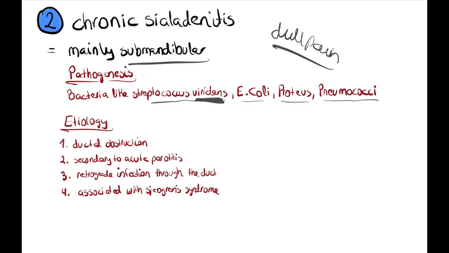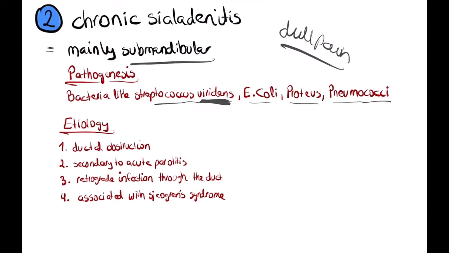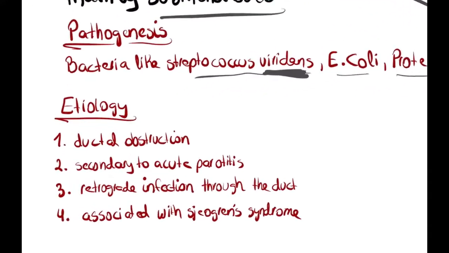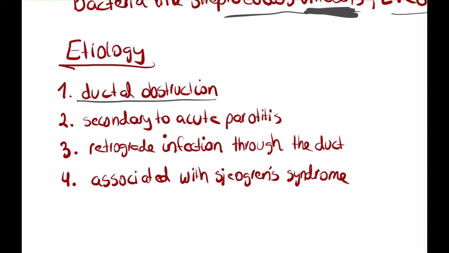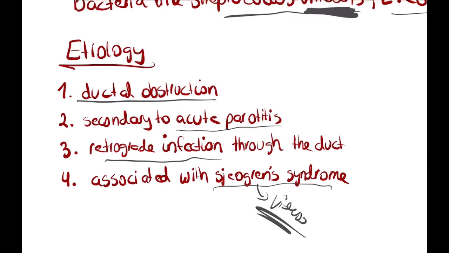Then the etiology. What are the reasons? We have ductal obstruction, same as the acute type. We have it secondary to acute parotitis. We also have retrograde infection associated with Sjogren's syndrome. Sjogren's syndrome is one of my videos; you can watch it to see what it actually is.